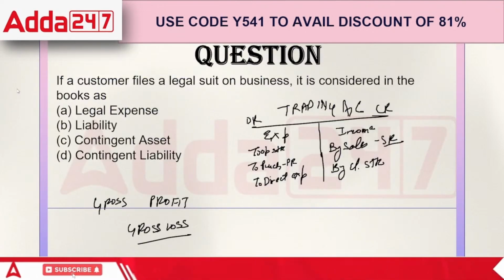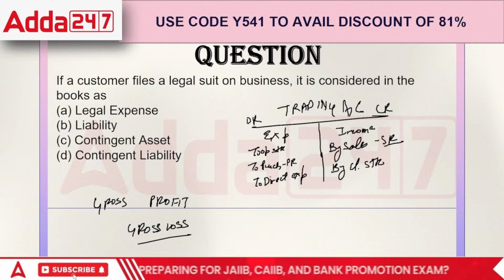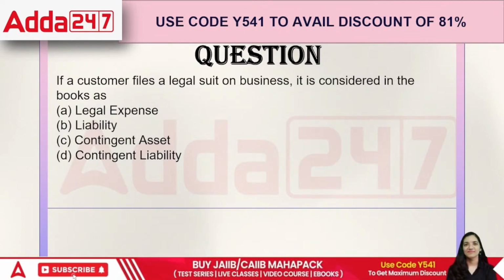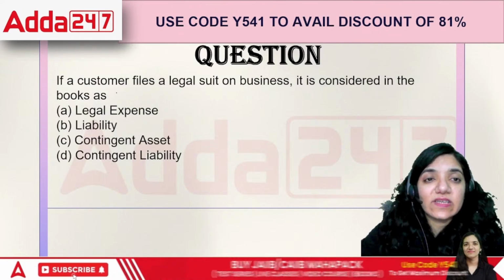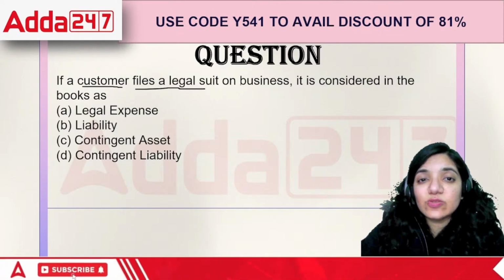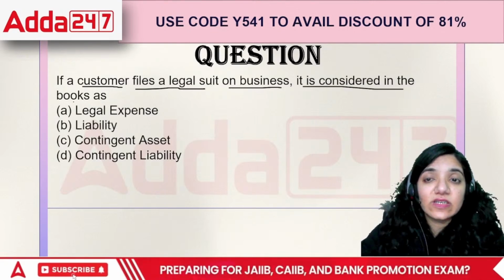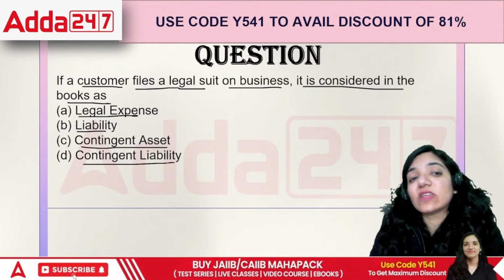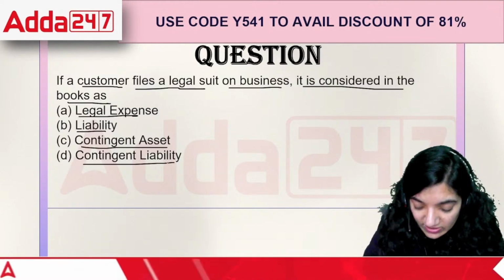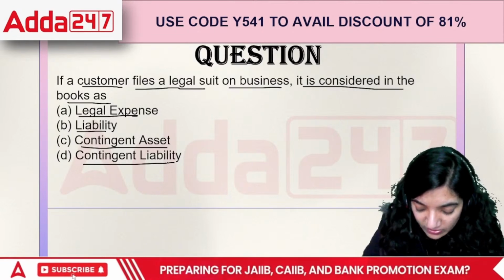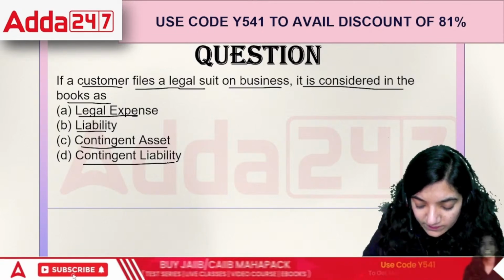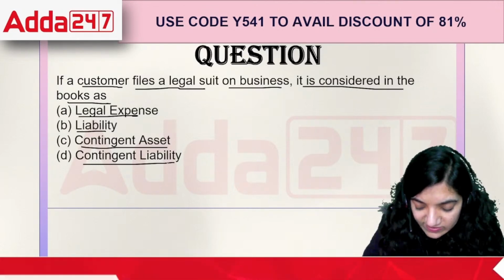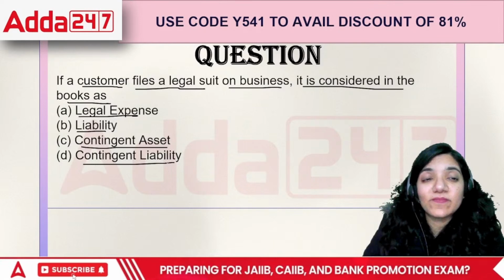Okay. So let's start with the class today, everyone. With the further conceptual knowledge, let's look at it. The question says, if a customer files a legal suit on business, it is considered in the books as legal expense, liability, contingent asset, or a contingent liability. If a person has sued and they have filed a legal suit for that, how do we record it? If we are supposed to pay for a legal suit, then how will we record it?